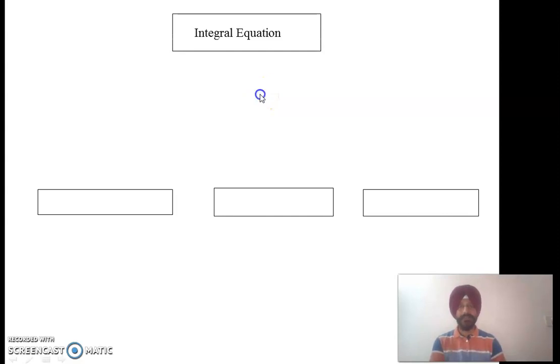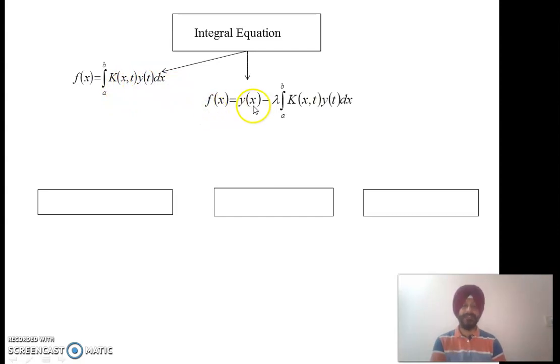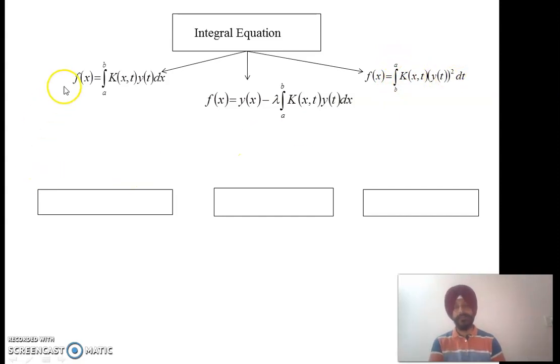An equation which contains integration is known as an integral equation. First is f(x) equal to the integral from a to b of k(x,t) y(t) dt. The second equation is of the form f(x) equal to y(x) minus lambda times the integral from a to b of k(x,t) y(t) dt. And the third one is of the type f(x) equal to the integral from a to b of k(x,t) y(t) square. The first two are linear integral equations, whereas the third one is a non-linear integral equation, and it is a multiple integral also because y(t) square is there.